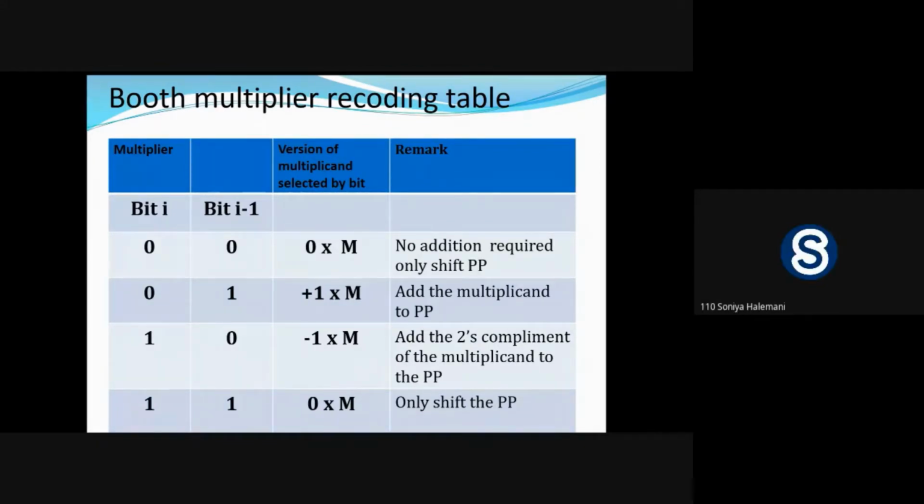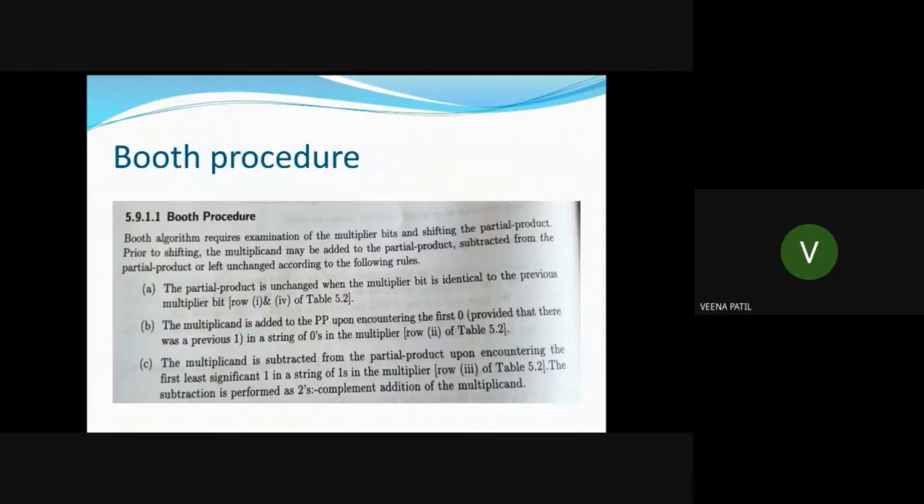Okay, fine. Now, once you have written this table, now I will tell you what you are supposed to do. What you need to remember is you have to mug up this table. This table is called the Booth multiplier recoding table. You have to just mug up. So what is the procedure?